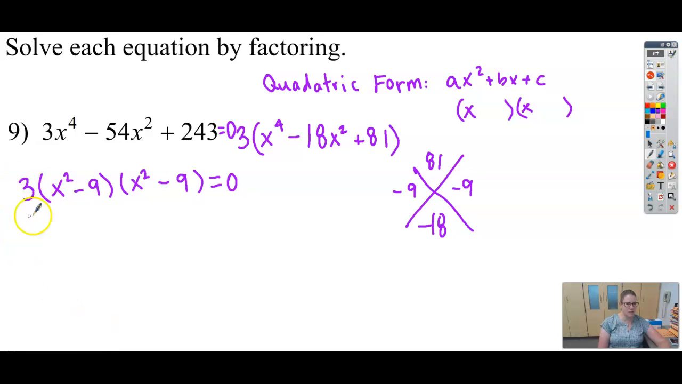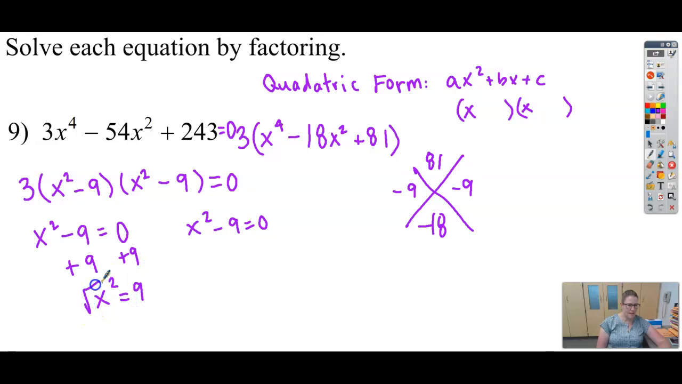The 3 is just a 3. There's no x with that, so that one's not going to do anything. It wouldn't make sense to say 3 equals 0 anyway, right? The other ones with the x's in them, I'm going to set equal to 0 and solve for x. These ones are both the same, which just means I have some repeated solutions. I don't need to solve both of them. I'll just solve one of them and that will give me all the solutions. I'm going to get x squared all by itself on one side, so x squared equals 9. Then take the square root to get rid of the squared. The square root of 9 is 3, but remember, it could be positive or negative 3.